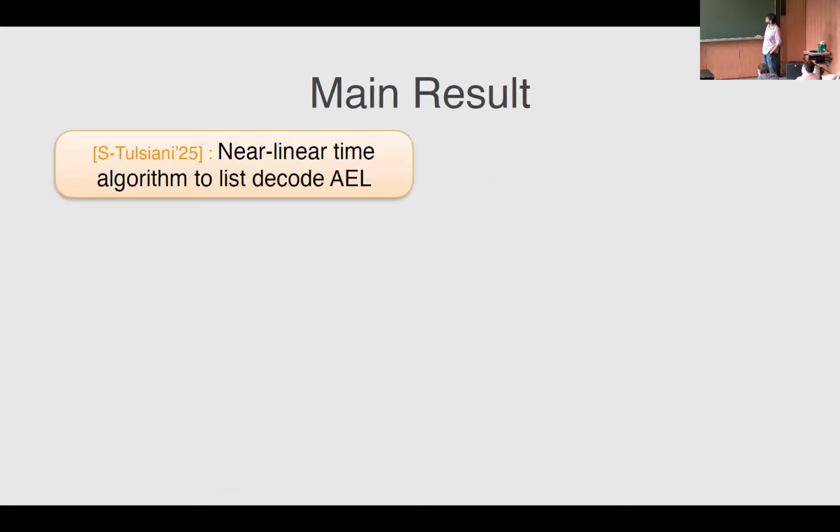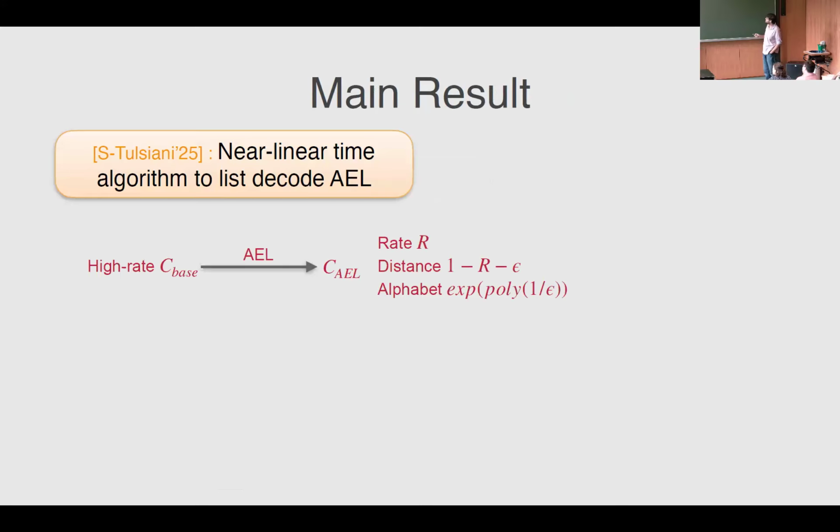So this is our main result. It's to list decode these AEL codes in near linear time. So recall that the AEL amplification looked like this. We started from a base code. We got rate R, distance 1 minus R minus epsilon, and the alphabet was some constant depending only on epsilon. What our result says is that these are also list decodable up to 1 minus R minus epsilon radius in near linear time. This is under some appropriate initialization. So we need to choose the inner codes appropriately.